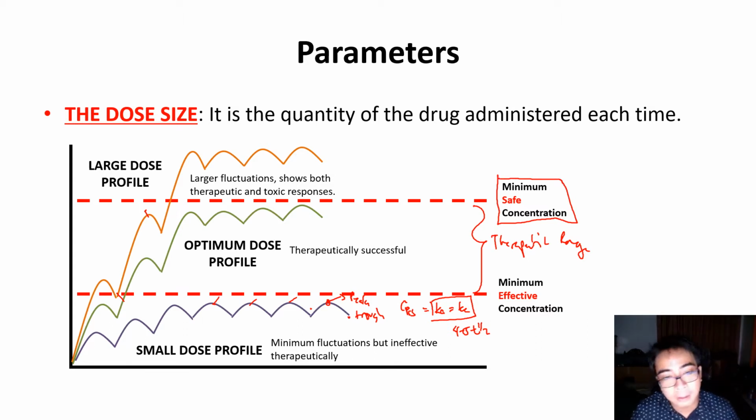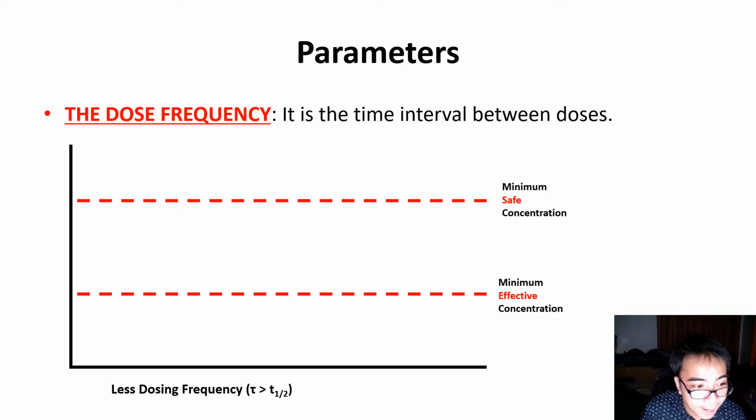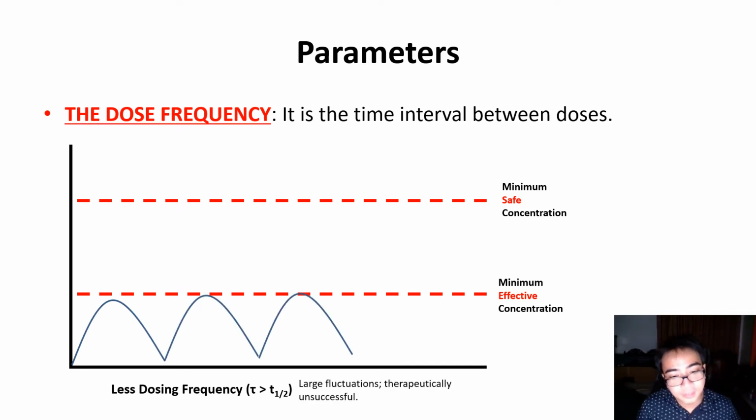Now, how does dosing frequency naman affect dosing regimens? So it's the time interval between doses. So oftentimes, class, if the dosing frequency is lesser, ibig sabihin mas frequent mong binibigay ang gamot, okay? Or the dosing frequency is larger, as compared to your half-life, right?